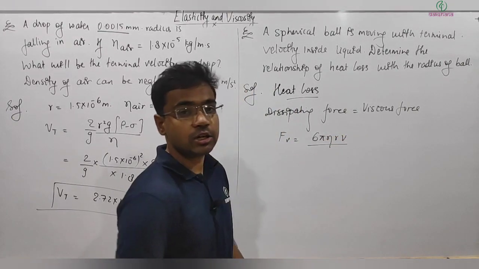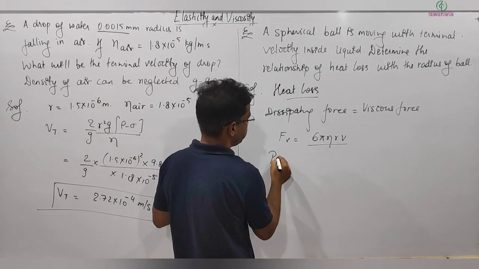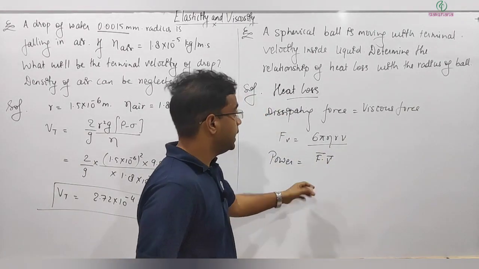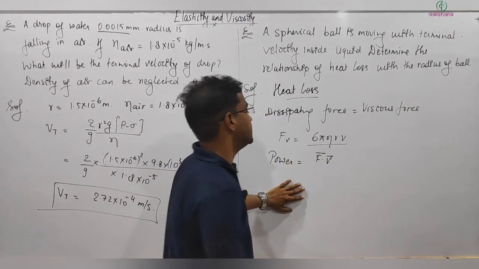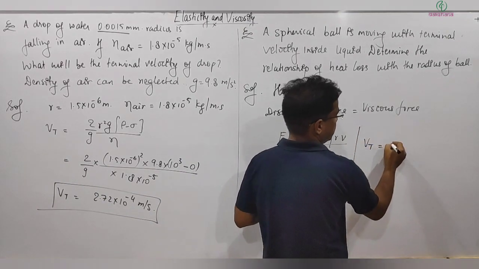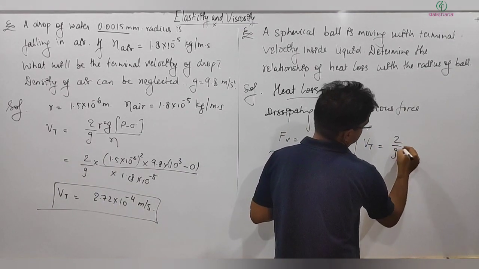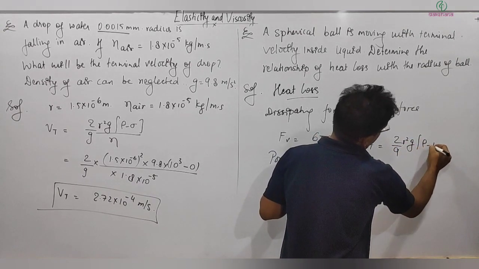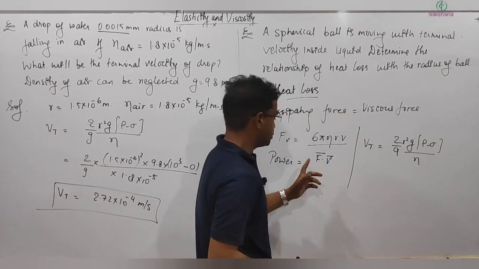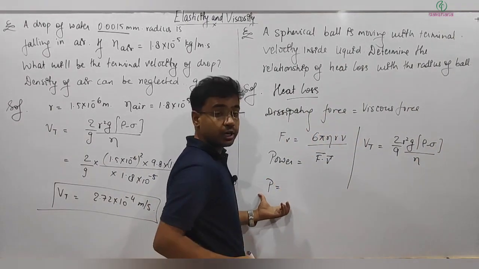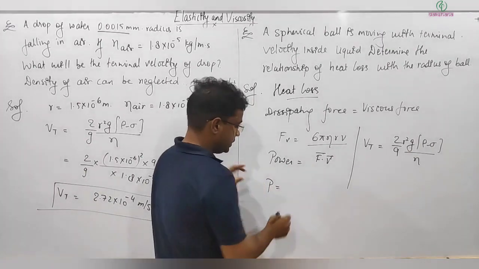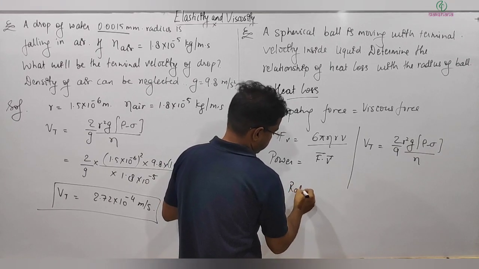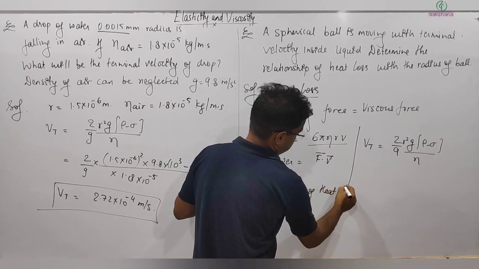And then what is the heat loss? Meaning the rate of heat loss, we can write power, and power is equal to what? Force dot velocity, the dot product of force and velocity. And because it's already mentioned the ball is moving with the terminal velocity, that means terminal velocity will be equal to 2 by 9 r square into g, rho minus sigma, divided by eta. So now the power due to the viscous force, this is the heat loss, or rate of heat loss.